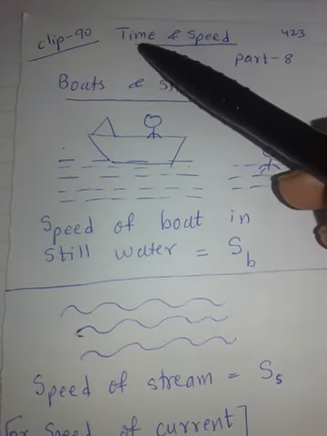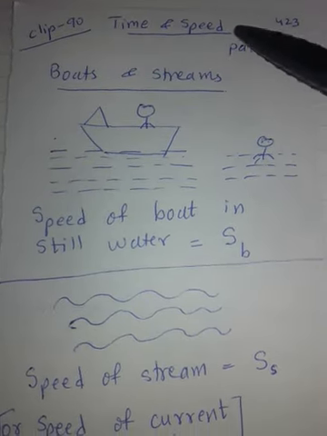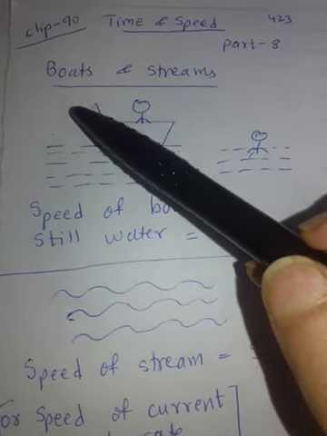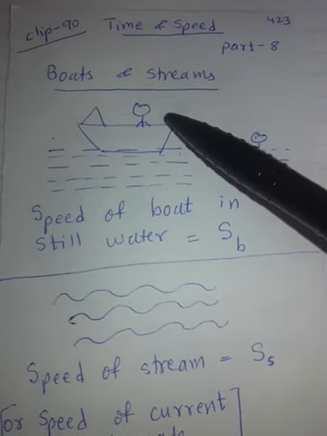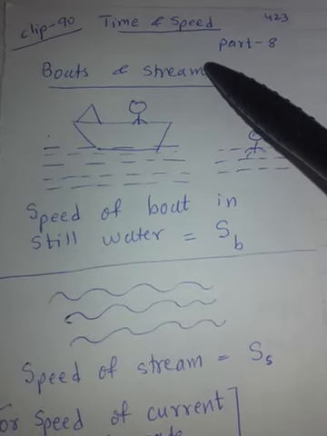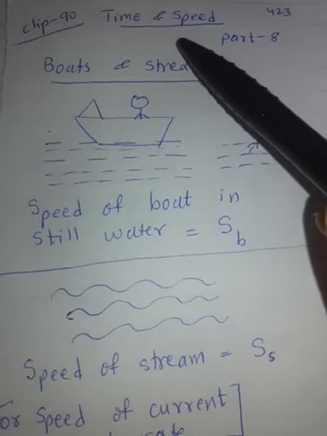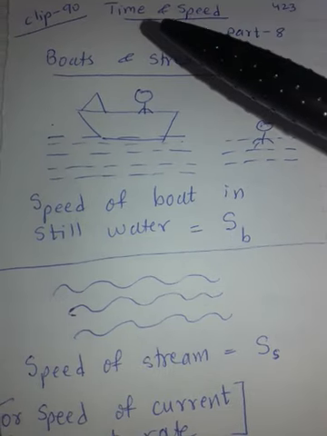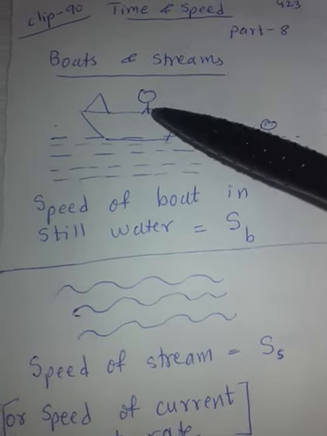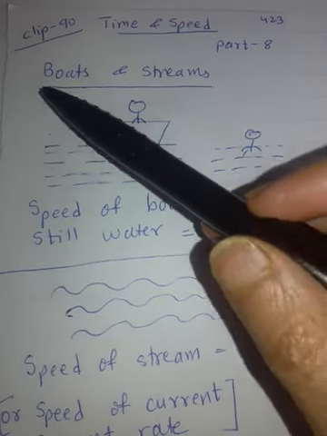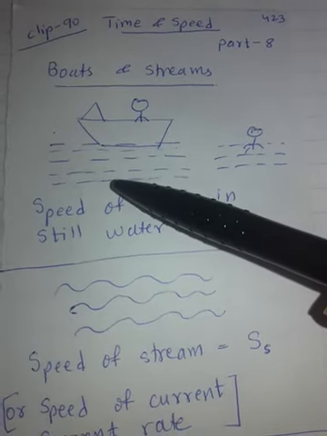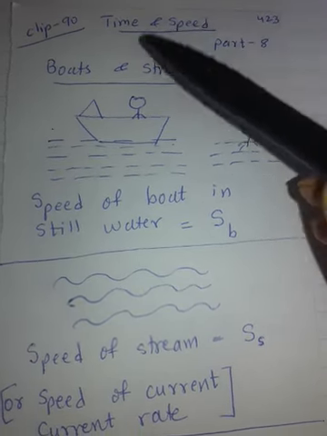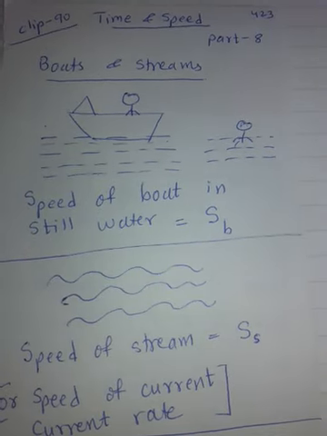Today it's clip 90, Time and Speed part 8. Today we are going to learn a few basic concepts of the boats and streams topic. Before you watch this topic, I would advise that you watch the first 7 parts of time and speed, because all the principles of time and speed, like speed is equal to distance upon time, average speed, etc., we are going to use to solve the problems based on boats and streams. So it will be better if you watch the first 7 parts before you start watching boats and streams.